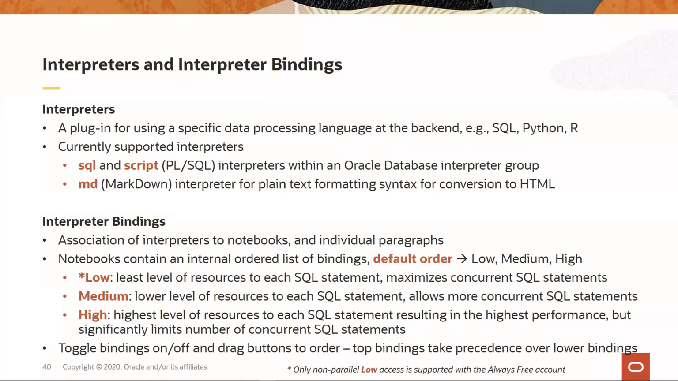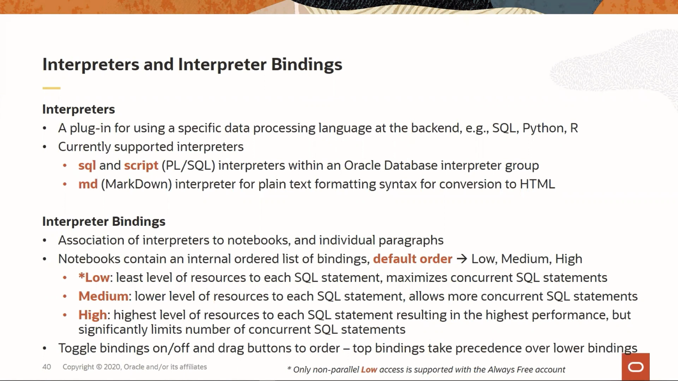And MD is for markdown, as you've seen that we have the ability to have some text formatting capabilities with that. And as I mentioned before, we also have the interpreter bindings saying how both the notebook by default will map to these connections, but also individual paragraphs. And we'll look at how we can manipulate that.